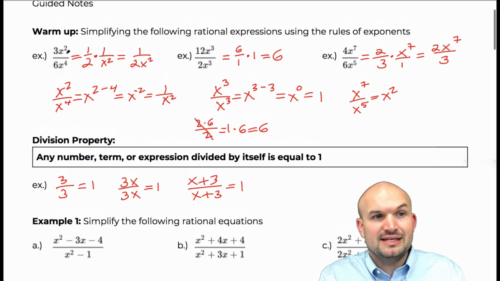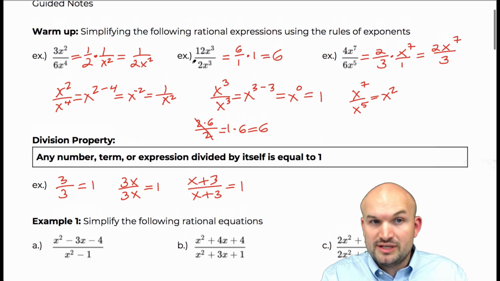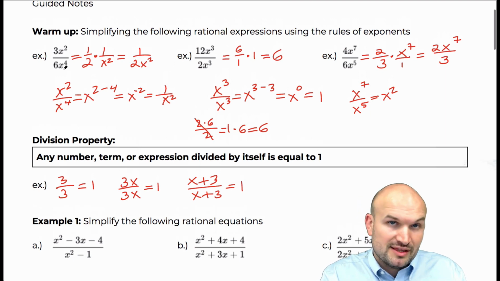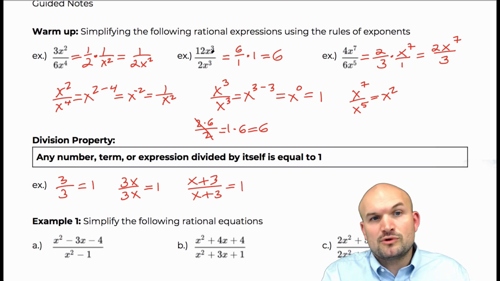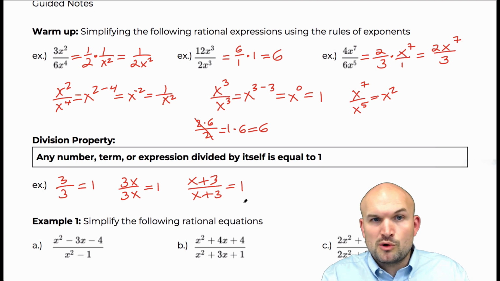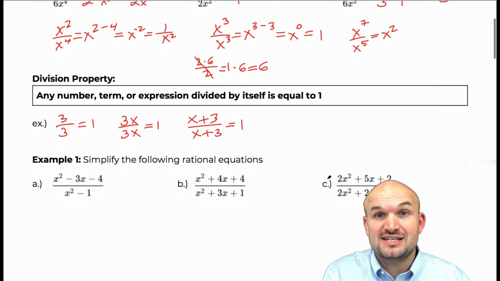The only other thing I wanted to mention is that we're treating the numbers separately from the variables, and that's going to be helpful here. We're going to simplify the numbers just like we would simplify fractions, and then simplify the variable expressions, which are a little bit more complicated than our warm-up. So let's go ahead and get started and see the process for that.